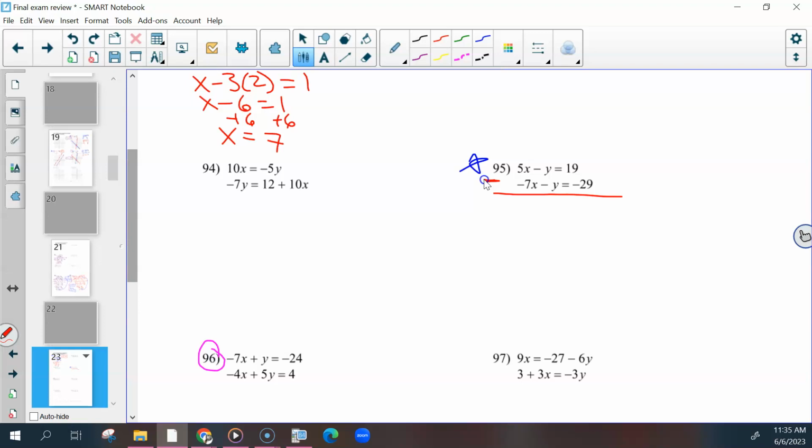And be careful as you're subtracting. 5 minus a -7 is really 5 plus 7. Negative y minus negative y is really negative y plus y, so 0. And then 19 minus a -29 is really plus 29. And then you can solve for x. Divide both sides by 12.